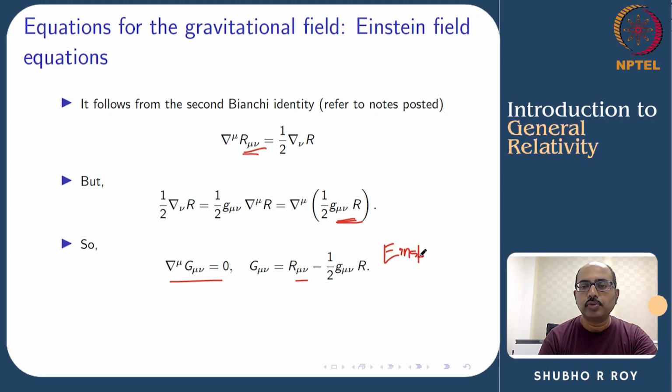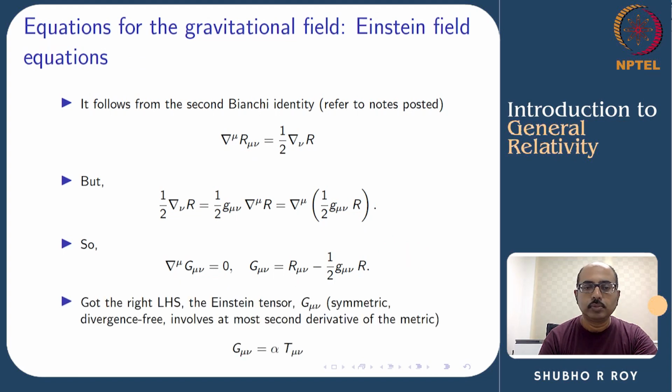After Einstein, who figured it out. So it's symmetric because it is made up of the Ricci tensor and the metric tensor, both of which are symmetric under swap of mu and nu. It is divergence free because the divergence vanishes due to the second Bianchi identity for Ricci. And because it is made of R mu nu and R, it consists of second derivatives of the metric.